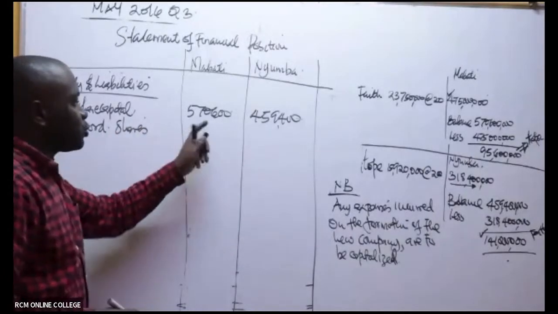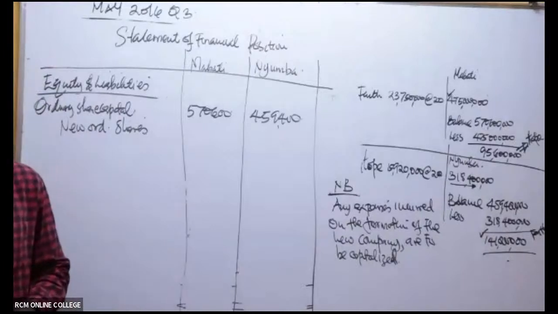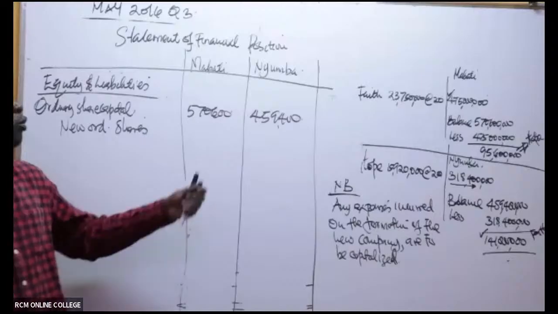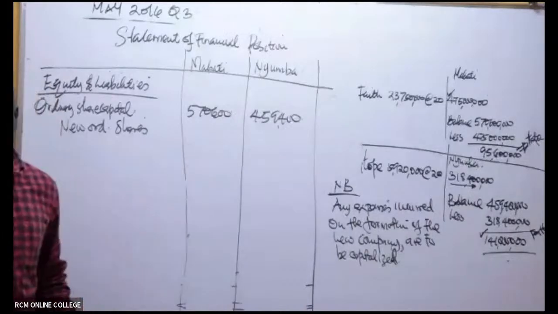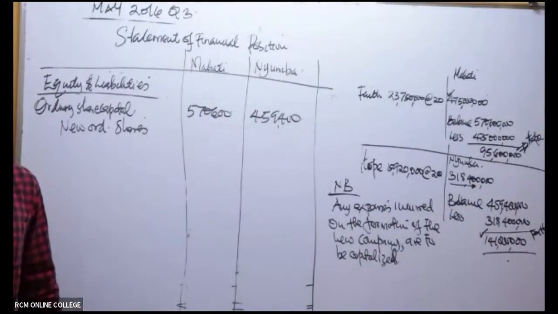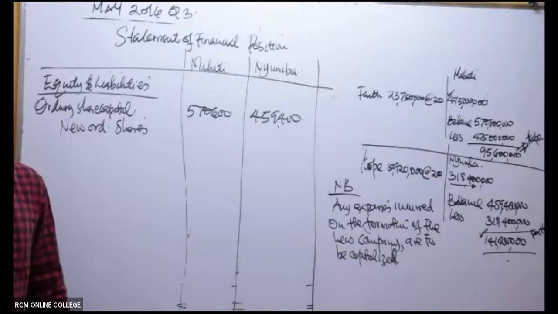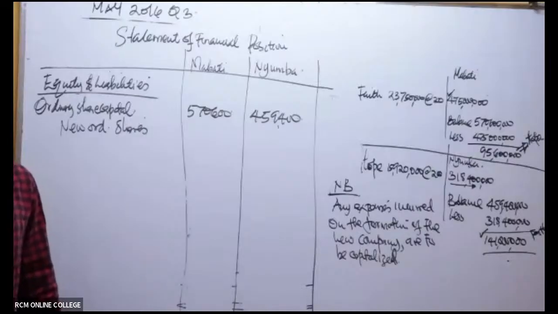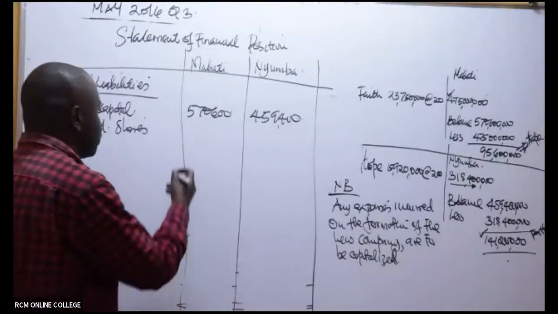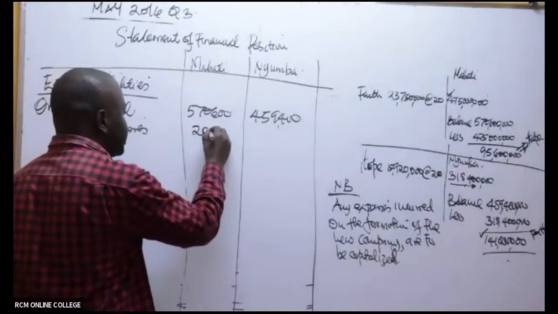For mabati zilikuwa total ilikuwa ngapi? Zile zilikuwa issued during the year, zile ziliongezewa. For mabati amount ilikuwa ngapi? I can see Jeff saying 20 milli. Emmanuel, was it 20 million? Yes, it was 20 million. So they sold new shares during the year.